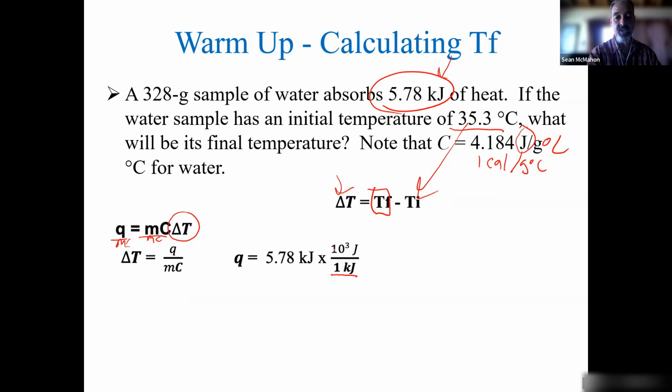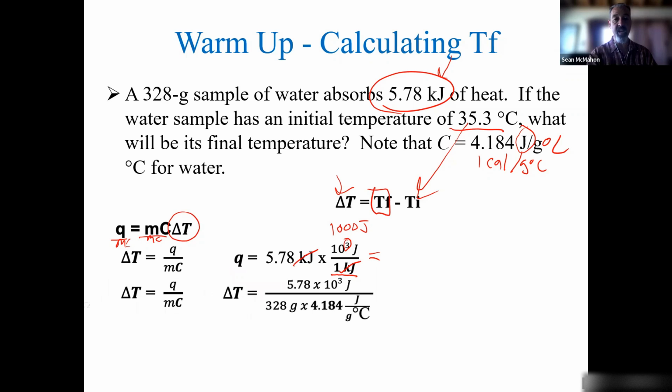Now, I cheated. I used exponents, but really 10 to the 3 is 1,000 joules per 1 kilojoule, right? Because there's 3 zeros and scientific notation is base 10. So because there's 3 zeros and it's bigger than 1, the exponent is a positive 3. Now, why did I do that? Well, now this is really easy because the kilojoules cancel. And when I plug it into the Q divided by mc, I just have it already in scientific notation as 5.78 times 10 to the 3 joules. That's why I did it that way. Again, you don't have to, but it just makes it easier.